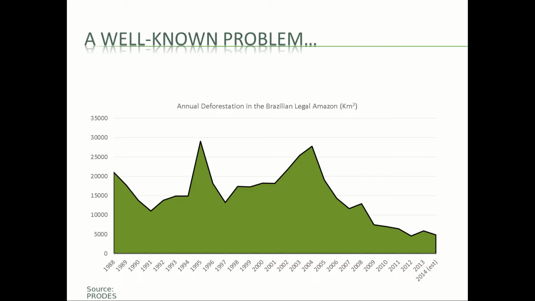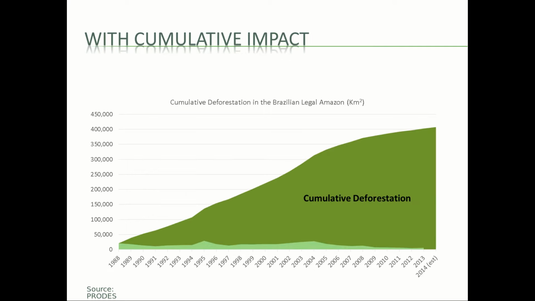But despite the fact that currently deforestation in the Amazon is lower than it has been, each year that there's deforestation, we increase the amount of land that's been cut in the Amazon, meaning we're decreasing the amount of mature forest, and the cumulative impact has been pretty significant. Since 1988, over 400,000 square kilometers of forest have been cut down.